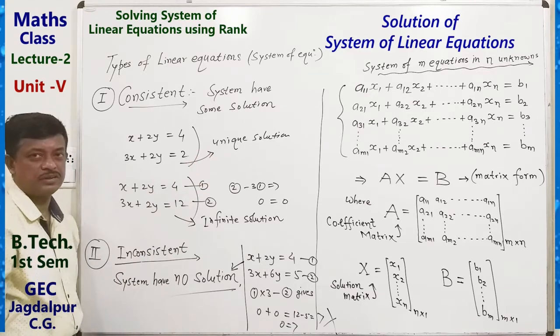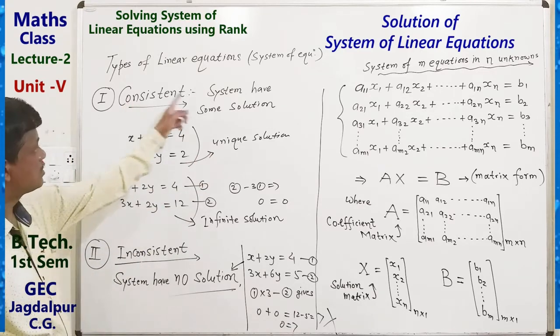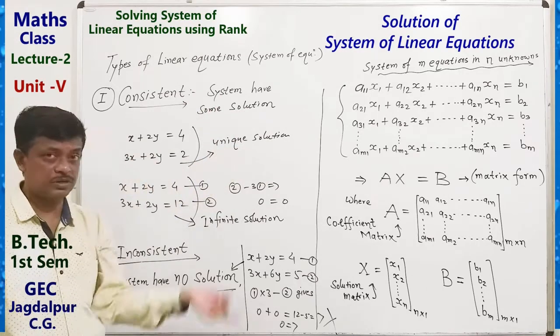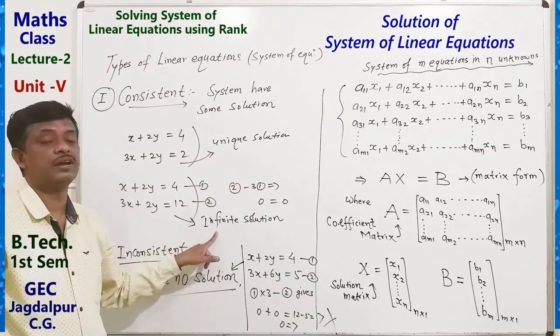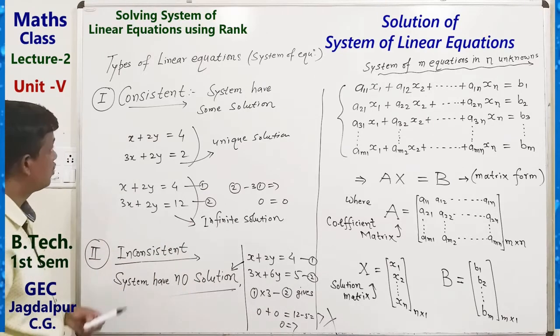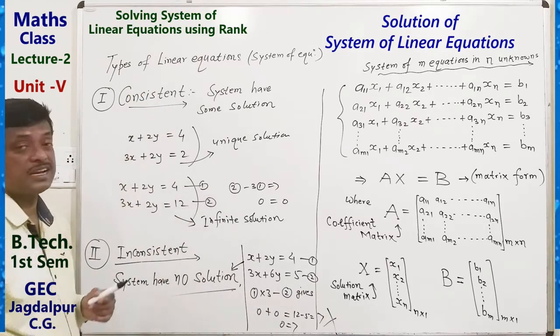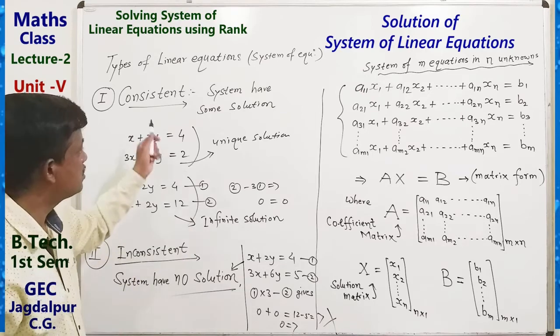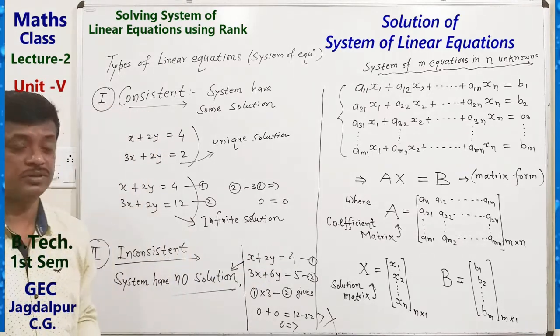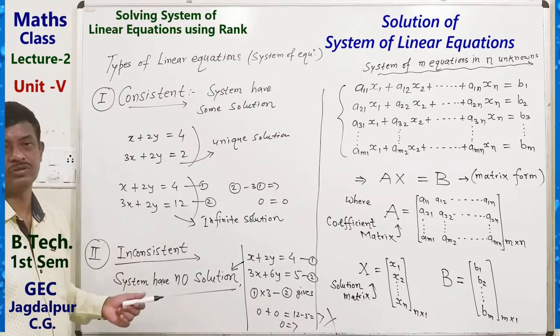So consistent means system has some solution, maybe unique solution, maybe infinite solutions, more than one solution. Okay, so this is the meaning of consistent and inconsistent. Consistent means we can have unique solution or infinite number of solutions. Inconsistent means no solution.